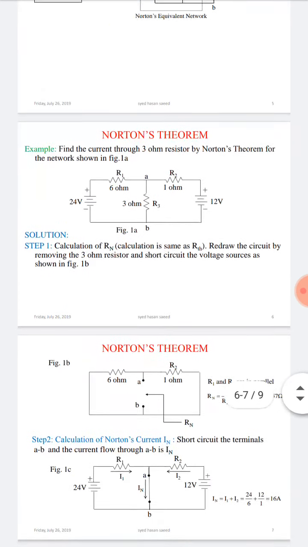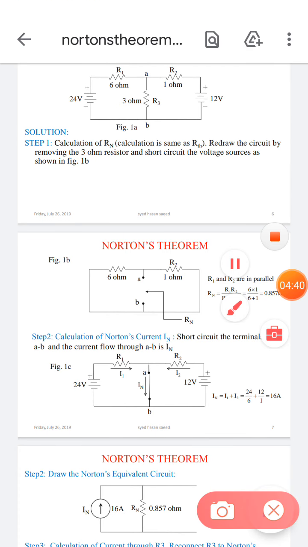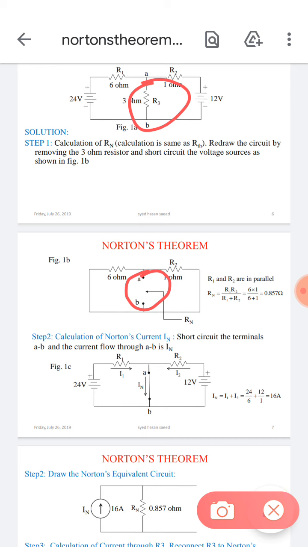Next, an example is given for Norton's theorem: finding the current through the 3 ohm resistor using Norton's theorem for the network. Here the load resistance is given. Remove the load resistance and label the terminals AB. From these two labeled terminals we can calculate the Norton equivalent resistance.